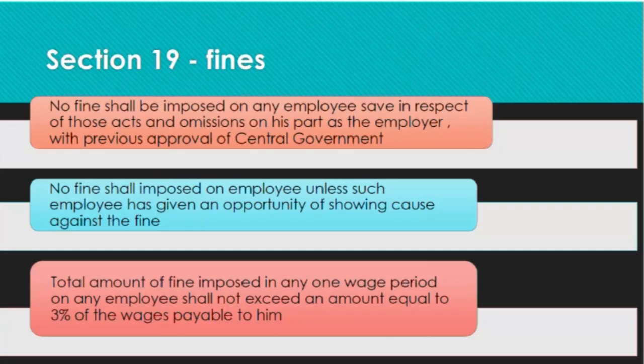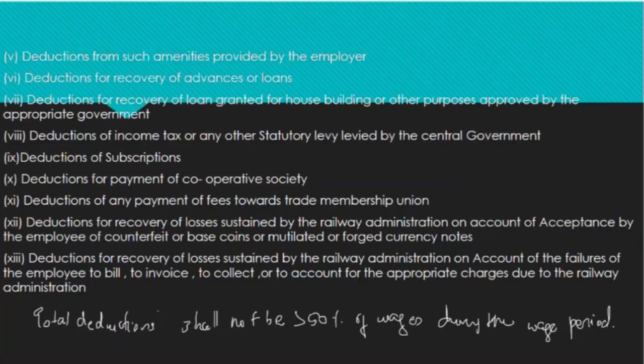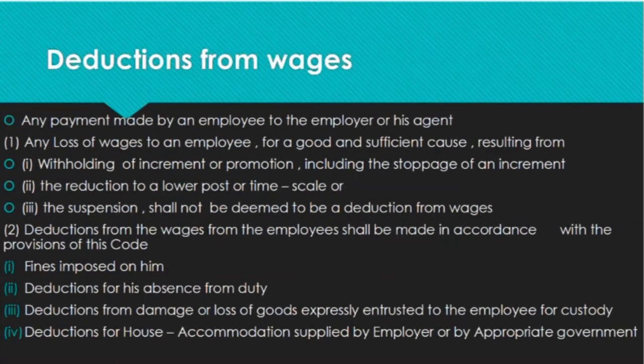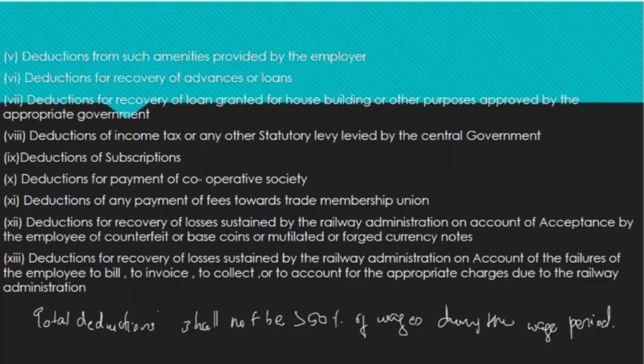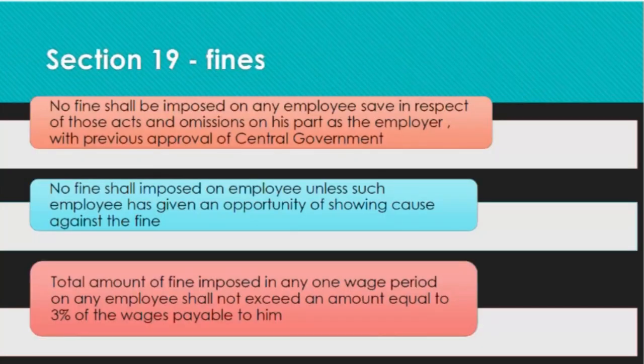Okay, next we come to fine. We said that fines imposed on him will be a deduction. Now, what are the different kinds of fines that can be imposed on an employee, and what is the maximum fine that can be imposed as per the Code on Wages Act? No fine can be imposed on an employee save in respect of those acts and omissions on his part as approved by the employer with the previous approval of the central government.